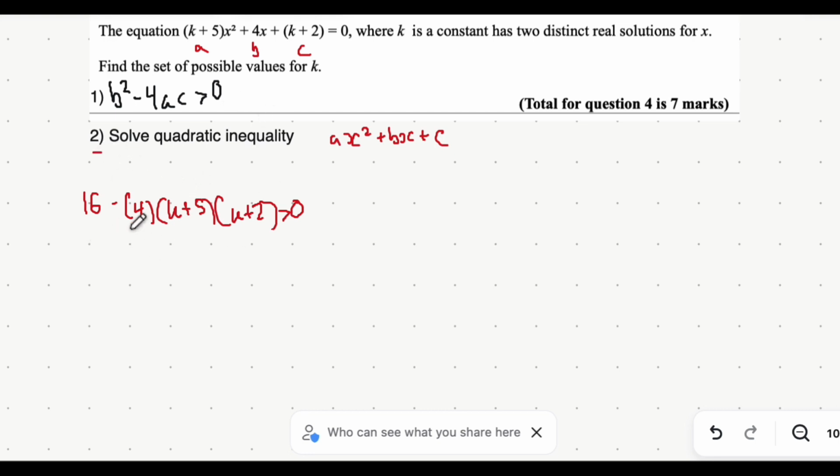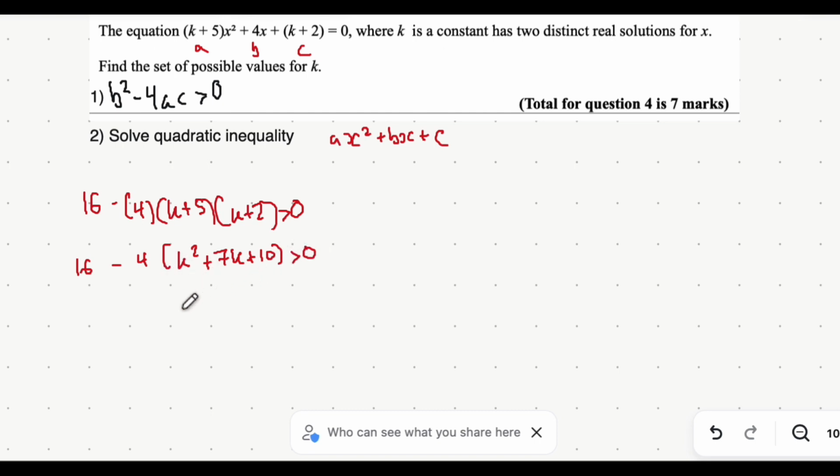Now we're going to do step number 2, the hard part of the question, solving the quadratic inequality. First of all, k plus 5 multiplied by k plus 2, when you expand that out, it will get you k squared plus 7k plus 10. So I'm just going to quickly write that out. And then we have 16 minus 4 lots of this is bigger than 0.